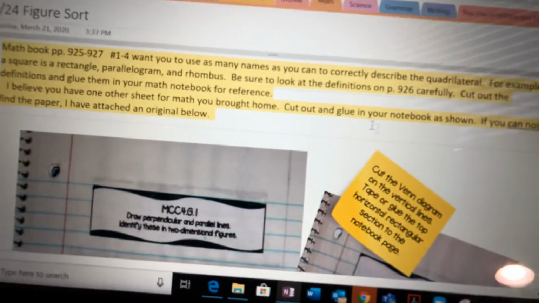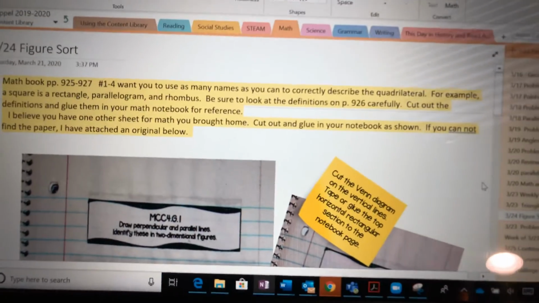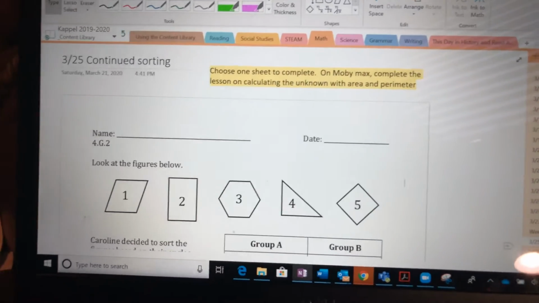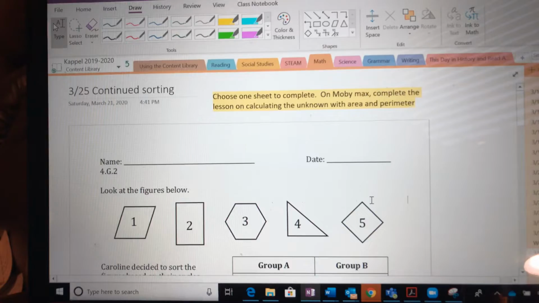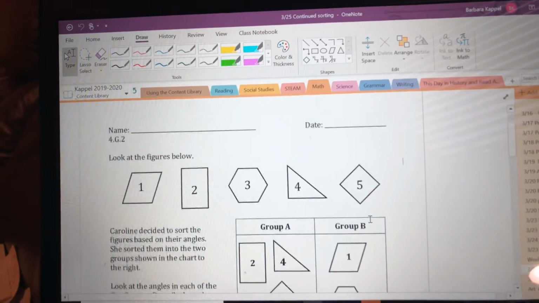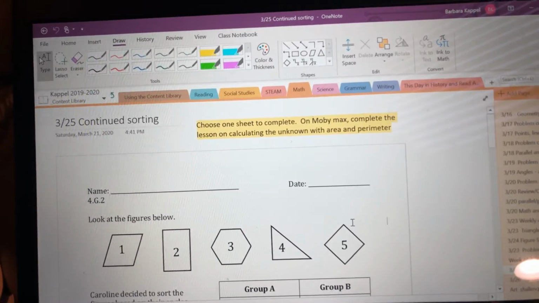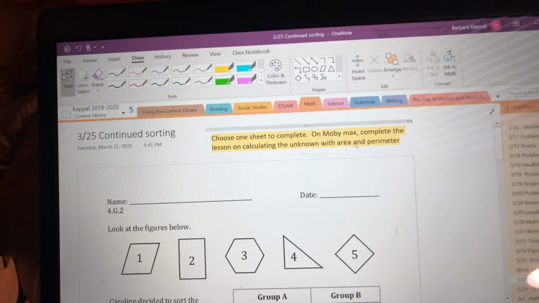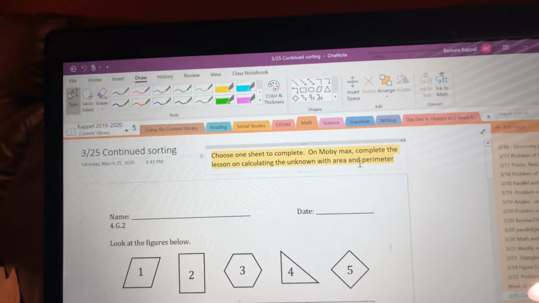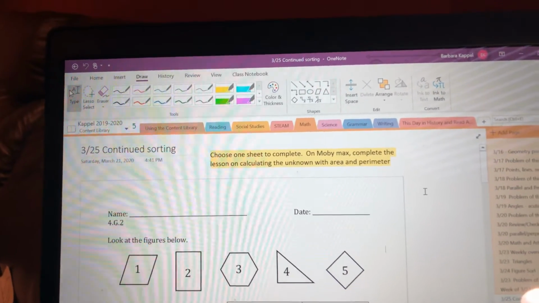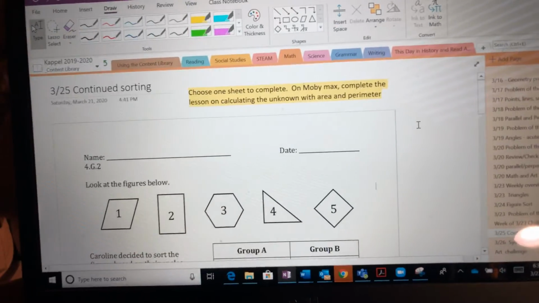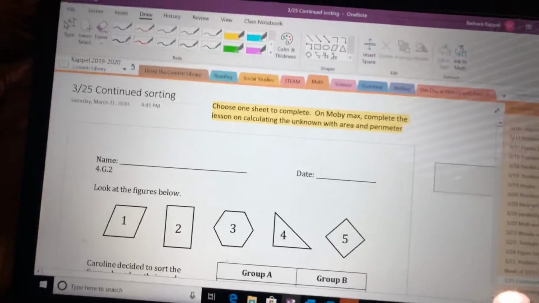Tomorrow, we're going to do more activities with those sorts. Let me kind of give you a preview of that. On Wednesday, we're going to do some more activities with sorting figures according to those. That's the big standard for this week. Also, I'm going to have assigned a MobyMax lesson on Wednesday for calculating the unknown area and perimeter, kind of continuing to work with that a little bit. So that's what we've got going on tomorrow.